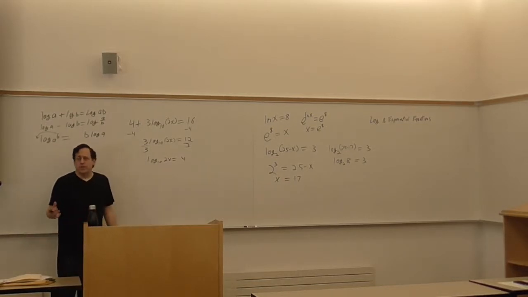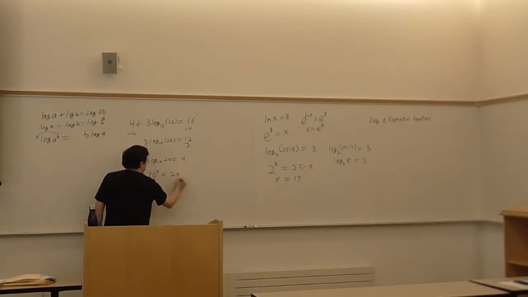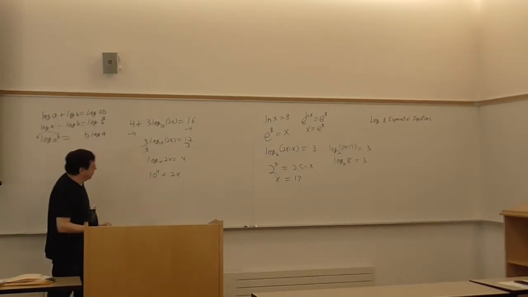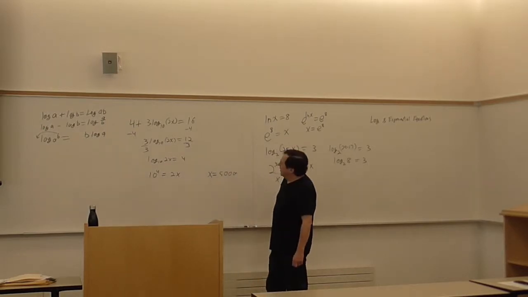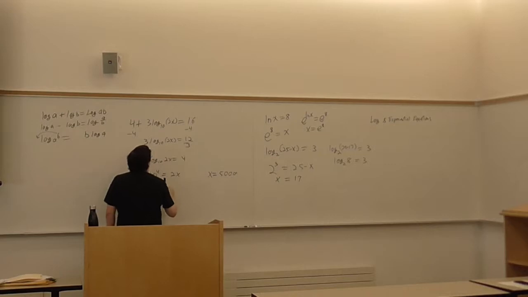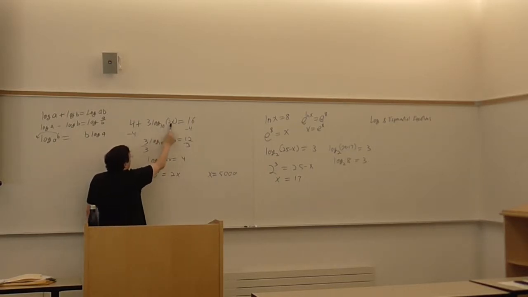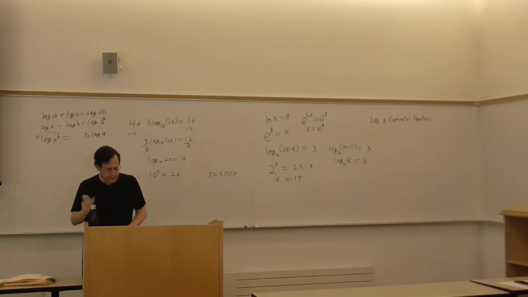And again, now I can write this as an exponential statement, right? 10 to the 4th equals 2x. 10 to the 4th is 10,000. So we just have x equals 5,000. Again, we do want to plug this back in and check. 5,000 times 2 is 10,000. Log to the base 10 of 10,000 is 4. 4 times 3 is 12, plus 4 is 16. So we know that worked.